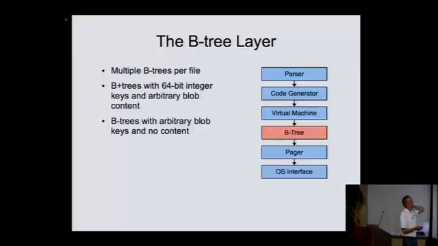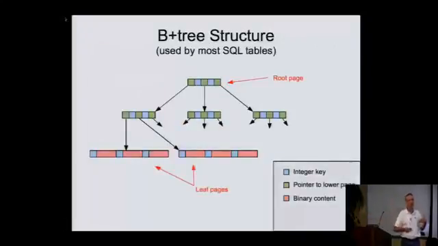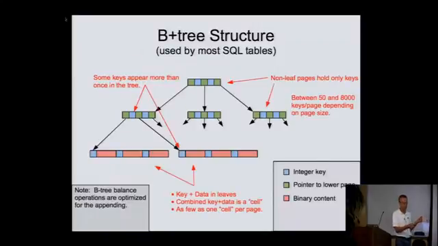We use B+ trees for tables with a 64-bit integer key, and regular B-trees for indexes. A table looks like this. It's a key with arbitrary data. The B-tree doesn't know the format of the data. It's just binary to it. The format is actually interpreted by the next layer up. And of course, you've got a root page, and it points to child pages. By pointer, I mean it's just a page number, a 32-bit page number. And it's a B+ tree, so all the data is in the leaves of the tree. The keys can appear more than once in a B+ tree, but because they're small integers, it's not a problem.